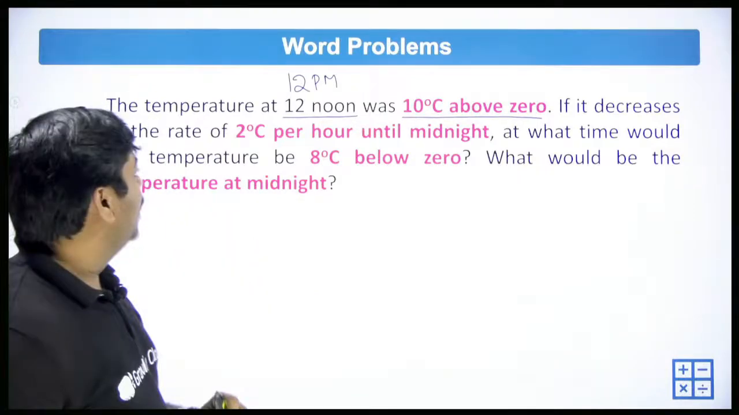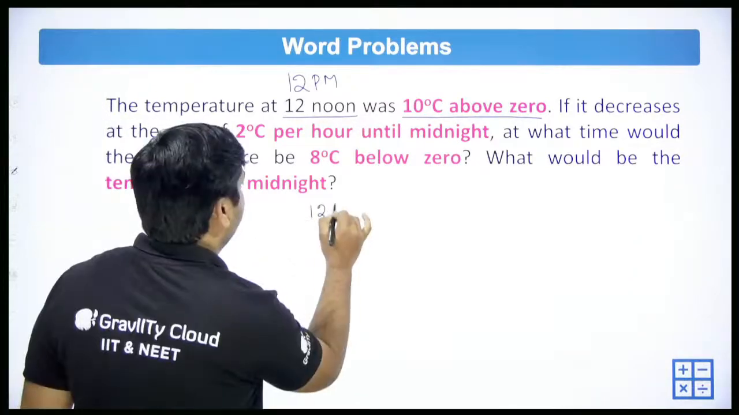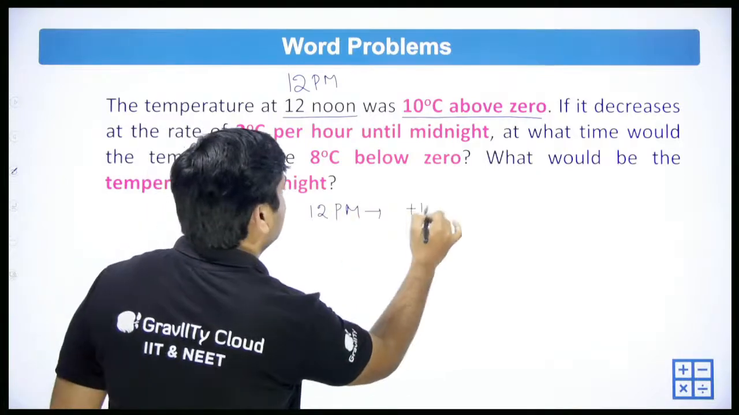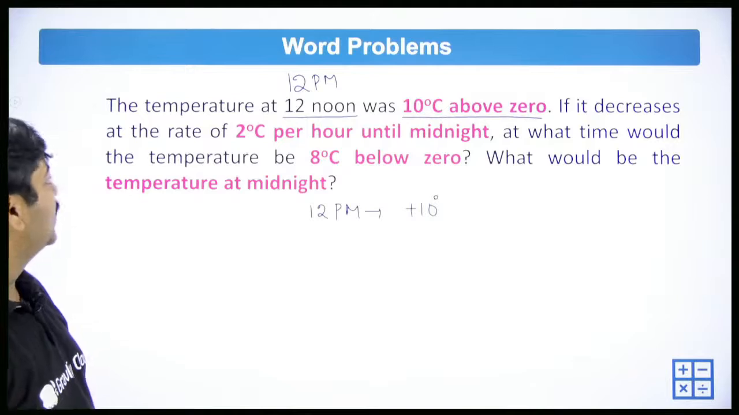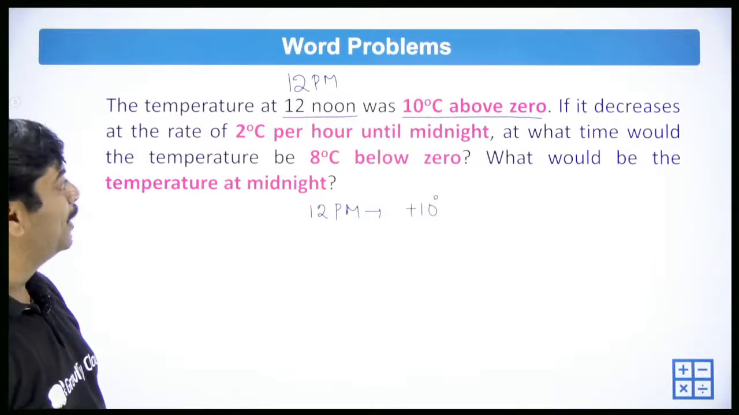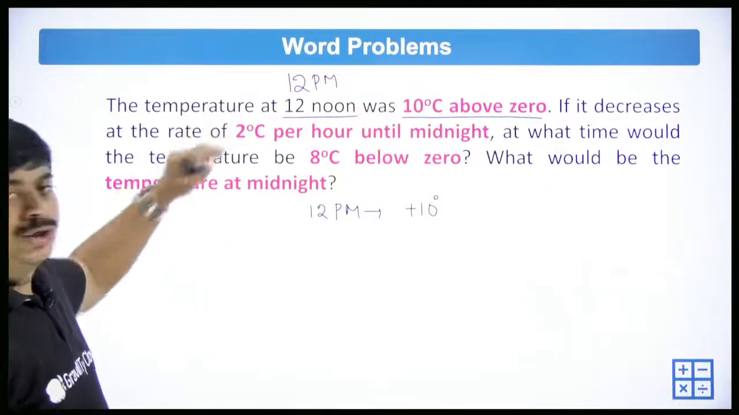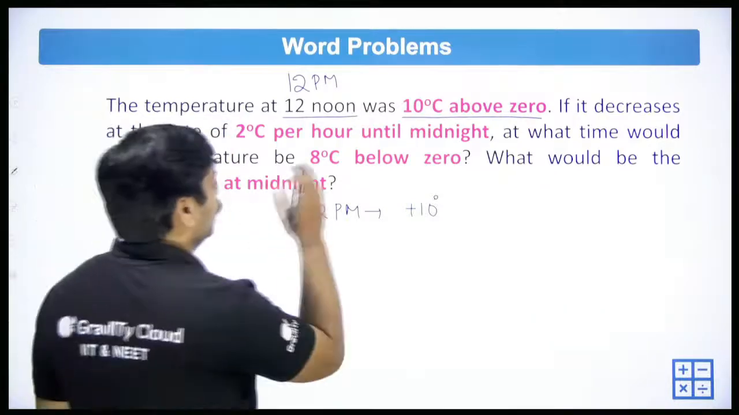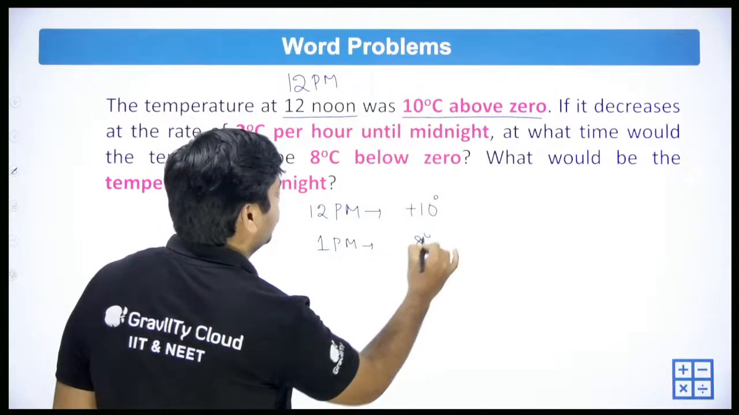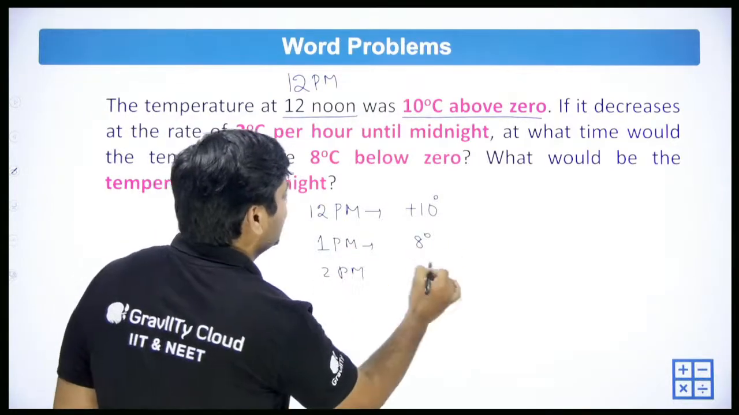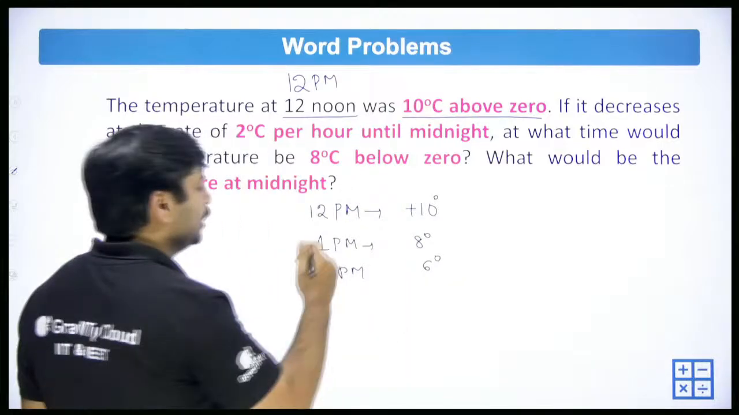At 12 noon, at 12 p.m., we have plus 10 degrees. If it decreases at the rate of 2 degrees Celsius per hour until midnight, so it is decreasing by 2 degrees every 1 hour. At 1 p.m., you will be having 8 degrees, correct? At 2 p.m., you will be having 6 degrees, so it keeps on decreasing.